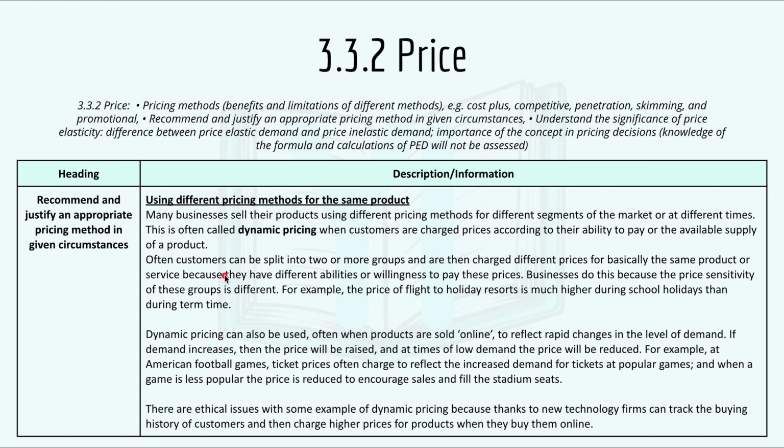Then here's using different pricing methods for the same product. Many businesses sell their products using different pricing methods for different segments of the market at different times. This is often called dynamic pricing, when customers are charged prices according to their ability to pay or the available supply of a product. And often customers can be split into 2 or more groups, and then they are charged different prices for basically the same product or service because they have different abilities or willingness to pay these prices. And businesses do this because the price sensitivity of these groups is different.